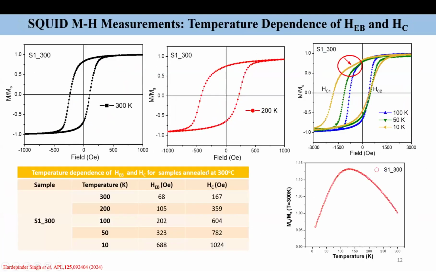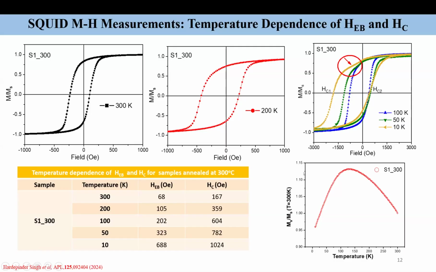Further, we did SQUID hysteresis loops, where we studied the temperature dependence from 300 to 10 Kelvin. We can see here that from 300 to 100 Kelvin there was a slight increase in the EB, which may be due to the thermal stability of the AFM grains.